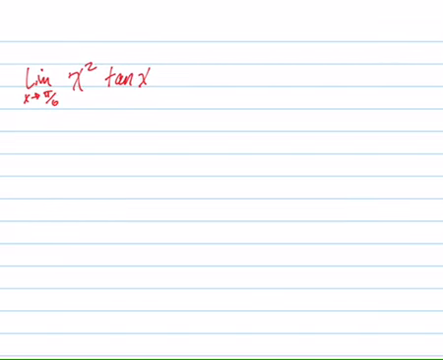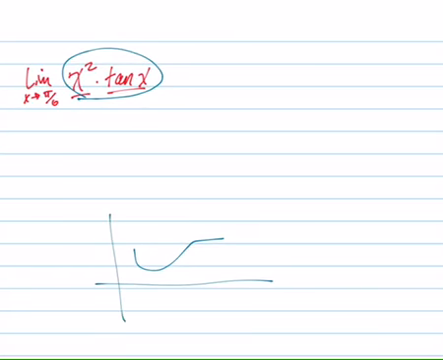So we're finding the limit as x goes to pi over 6 of x squared times tangent of x. Now, with the limit, that means that this is some function, right? Who knows what kind of function it is. It's some function, and I want to find out when x is pi over 6. This is not the function, but I'm just giving an example.